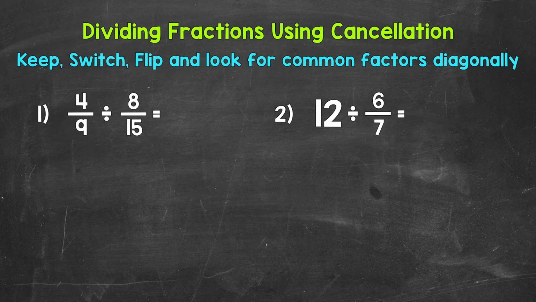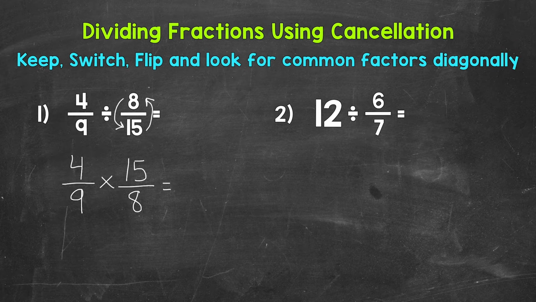Let's jump into number 1, where we have 4/9 divided by 8/15. We can't use cancellation quite yet. We use cancellation when multiplying fractions, so we need to wait until we go through the steps we use to divide fractions. Keep, switch, flip, or keep, change, flip. So let's keep the first fraction of 4/9, switch to multiplication, and then flip the second fraction of 8/15. So 15 is now the numerator, and 8 is now the denominator.